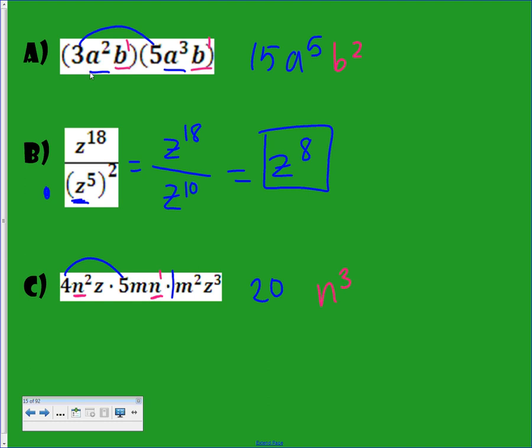If I go ahead and look at my next variable, I've got a z there. I've got a z over here. Again, if there's no number written there, it's a 1. So that gives me a z to the 4th. And again, I try to write these in alphabetical order.